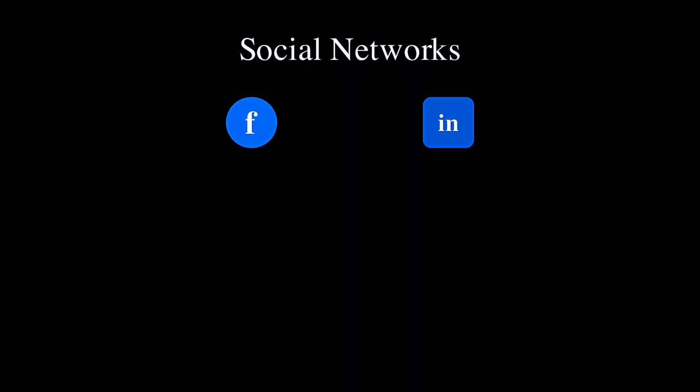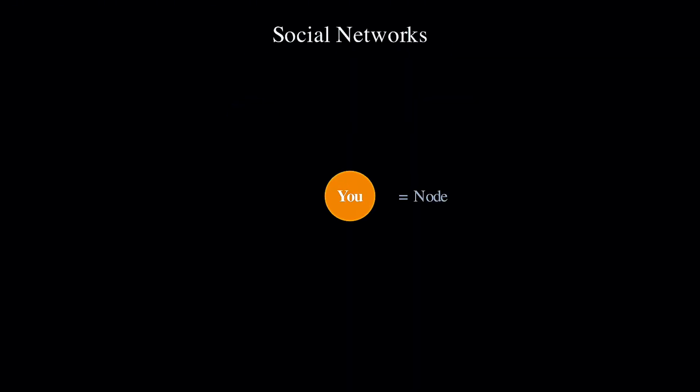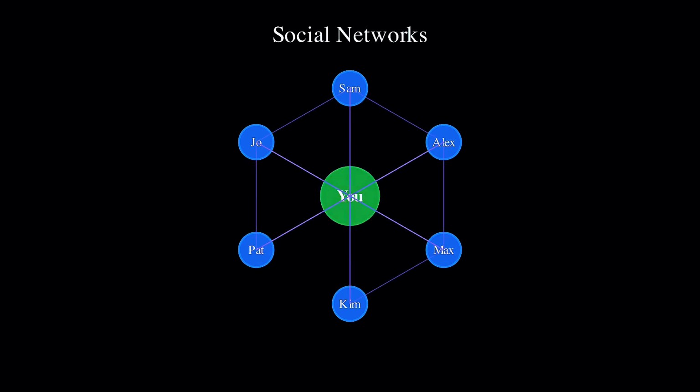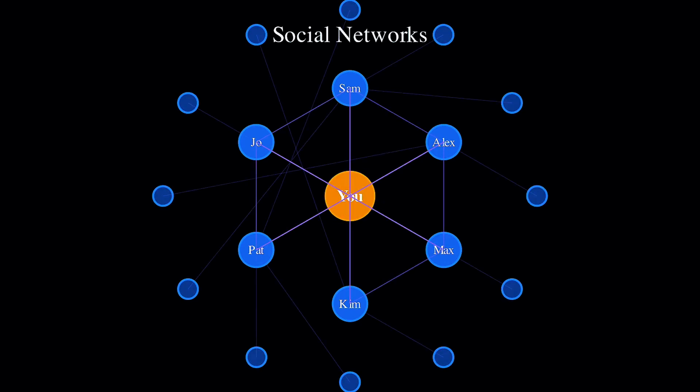Let's see graphs in the real world. Think about social networks like Facebook or LinkedIn. Every user is a node. When two people become friends or connections, an edge forms between them. Your entire social circle is a graph, with you at the center connected to everyone you know.